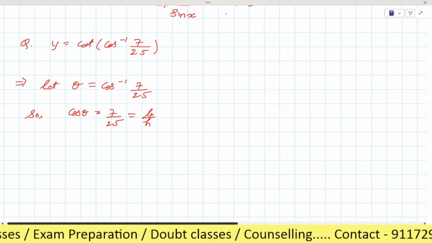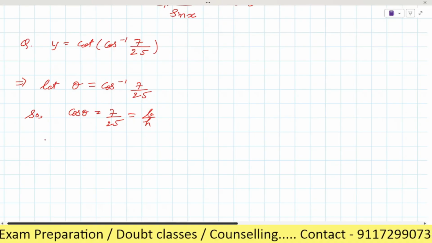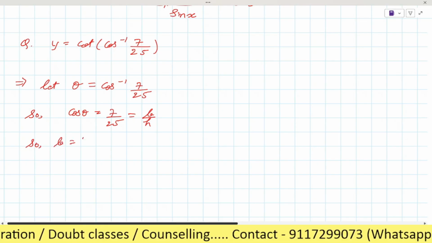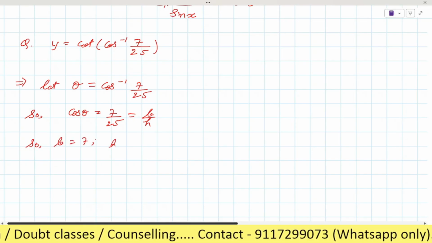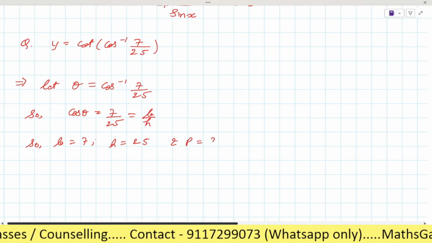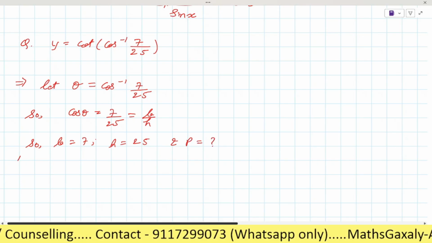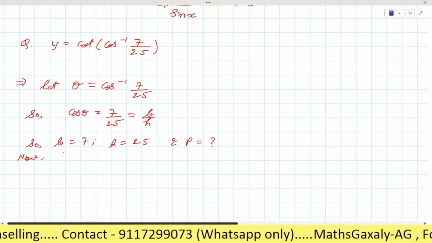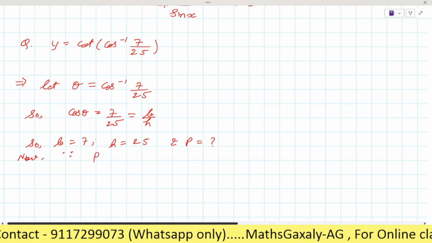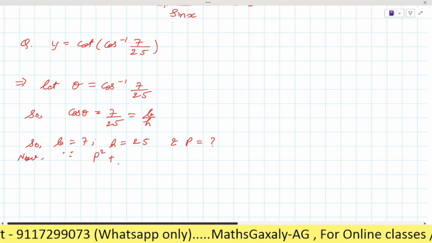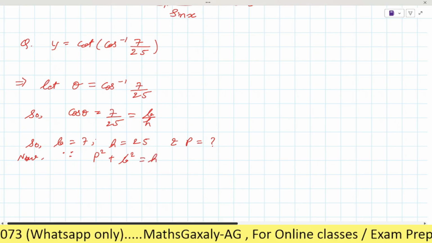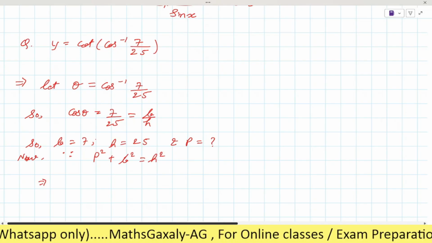So after this, we can say that b is equal to 7, H is equal to 25, and p is equal to question mark. So we can find it by Pythagoras theorem now. What is the Pythagoras theorem? Tell me. That is p square plus b square is equal to h square, right? We can do it now.